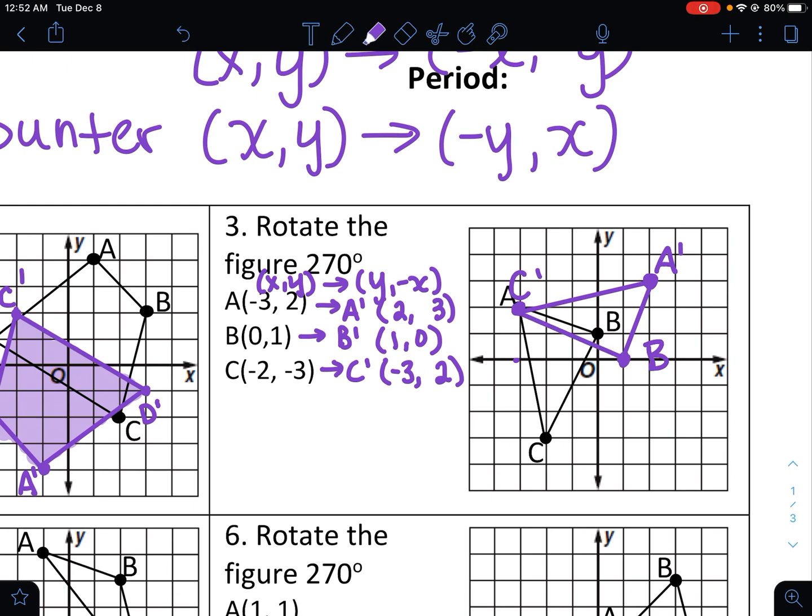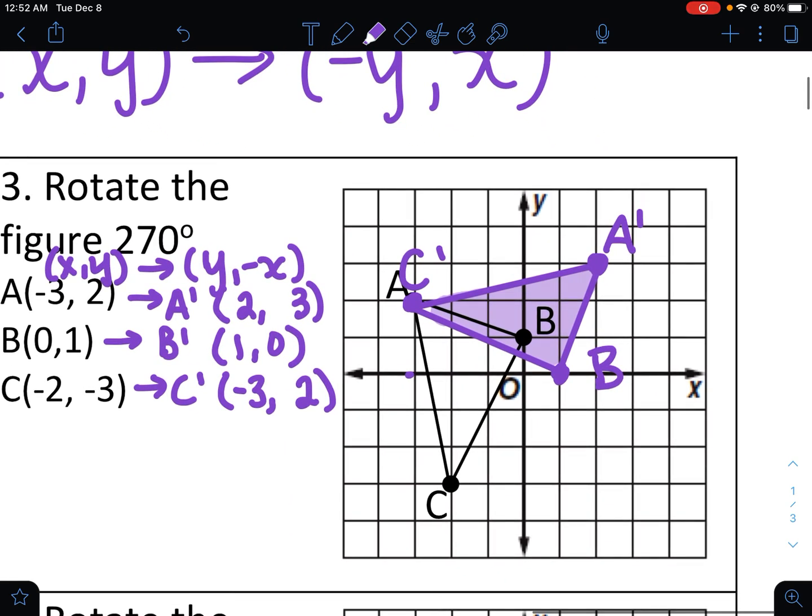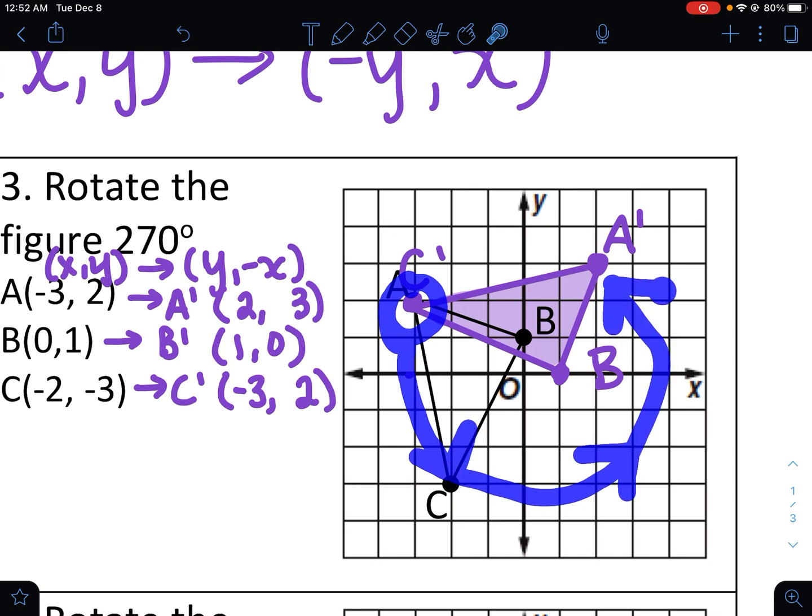Okay. So we were supposed to go 270 counterclockwise. So let's see how that looks. So A started here, and then it went 270 counterclockwise. So 90, another 90, and then a third 90. So good. That's 90 plus 90 plus 90, which is 270. And we went around the opposite direction of a clock.